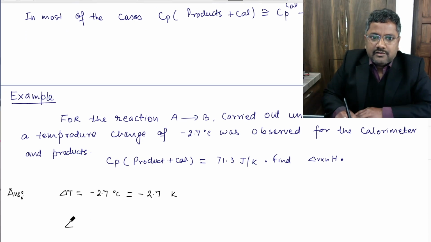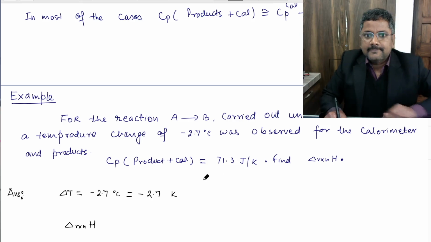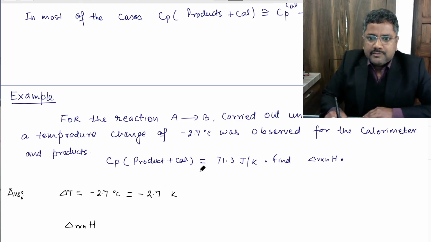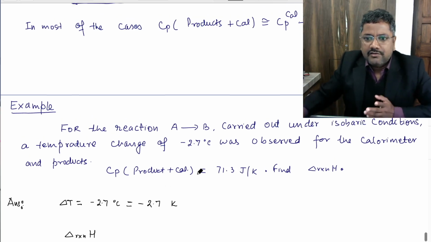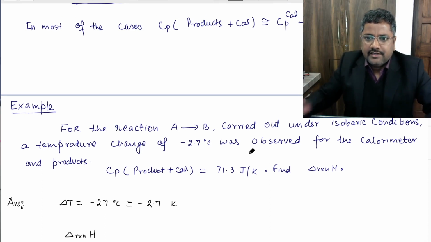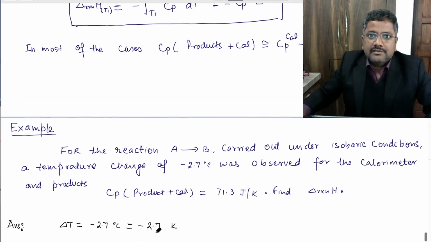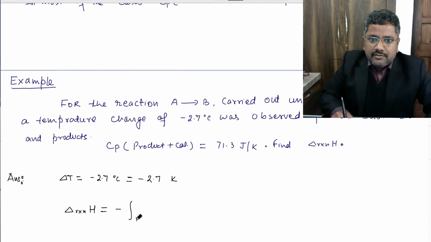We can solve this. Delta H of the reaction at any specified temperature. See, temperature is not given but not required also here. That is a constant temperature at any temperature at which it is asked, because this delta T is given. So this is equal to, what we have, the formula, minus, T1 to T2.